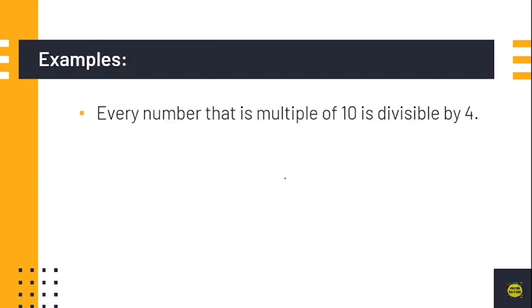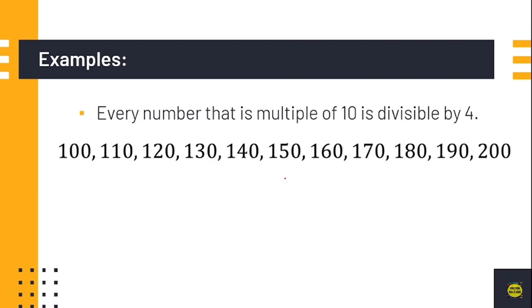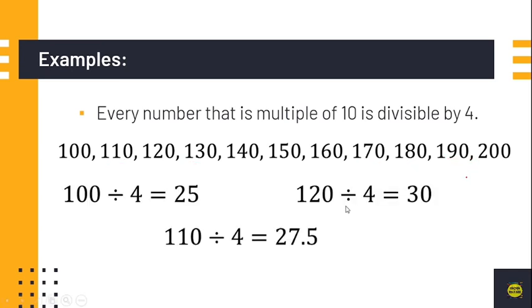For example, every number that is a multiple of 10 is divisible by 4. So, all numbers that are multiples of 10 are supposedly divisible by 4. As you can see in this example, 100, 110. Based on this example, which numbers cannot be divided by 4? Isn't it 110? It can't be divided evenly. 130, 150, 170, and 190. It makes a decimal. That is a counterexample.